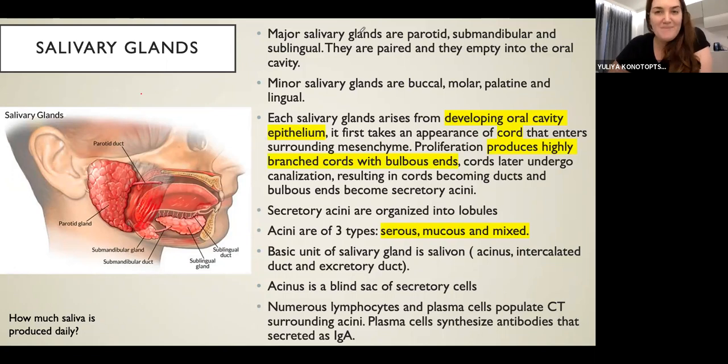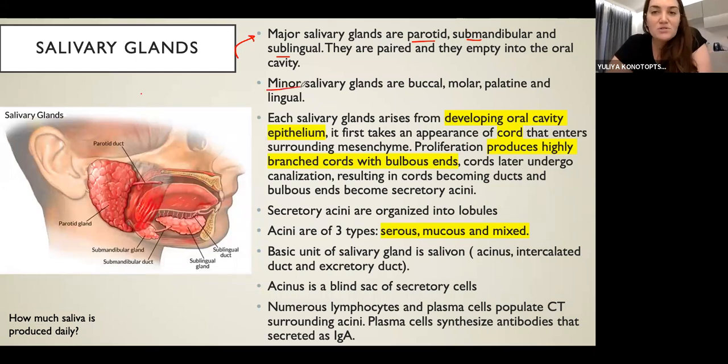So there are 3 major salivary glands. They are called parotid, submandibular, and sublingual, and they are paired. Okay, so they're always going to be paired. So for example, here where my cheeks are, I have 2 parotid salivary glands. Where the angle of the jaw is right here, I'm going to have submandibular, and right under your tongue here, I'm going to have sublingual salivary glands.